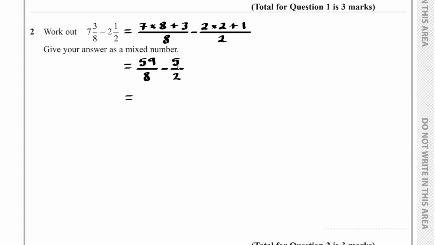And if we write these fractions over a common denominator of 8, we have 59 over 8, and then we subtract 5 over 2, which is the same as 20 over 8. And so 59 over 8 subtract 20 over 8 is 39 over 8. How many times does 8 go into 39? Well, that's 4 whole times, and what's left over is 7. So we have 4 and 7/8. So the result of 7 3/8 subtract 2 1/2 is 4 and 7/8.